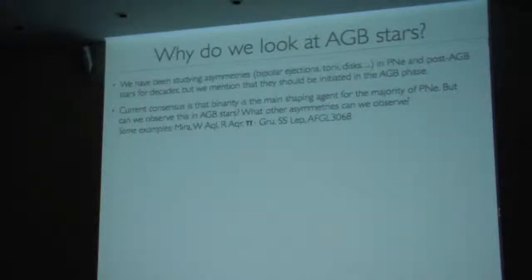And so far, we believe that one of the main shaping agents is binarity. In the post-HB and the planetary nebulae phase, we see all these intricate shapes. But can we detect this in HB stars? Can you find binaries with HB stars? And if you can detect the binaries, can you find asymmetries in the HB stars that point to binarity? Some examples with wide binaries are Mira, W Aquilae, Arcturus, P1 Gru, SS11, AFGL 3068, which have been detected so far.